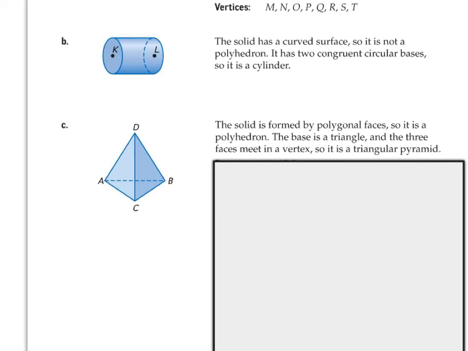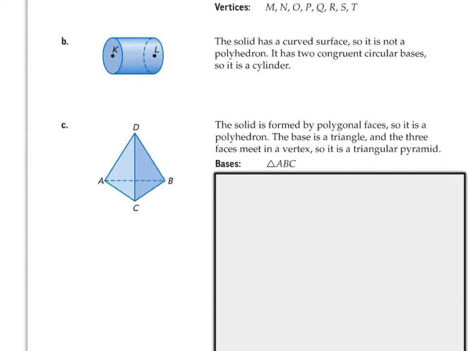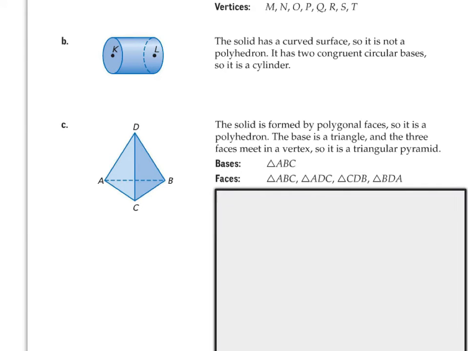Yes, it is. The solid is formed by polygonal faces, so it is a polyhedron. The base is a triangle, and the three faces meet in a vertex, so it is called a triangular pyramid. All right, and then let's name the base. The base is a triangle. It would be triangle ABC. Okay. Let's next name the faces. And the faces are all triangles. They're listed here. Well, it looks like they repeated the base as one of the faces, and then the other three triangles are the other faces.